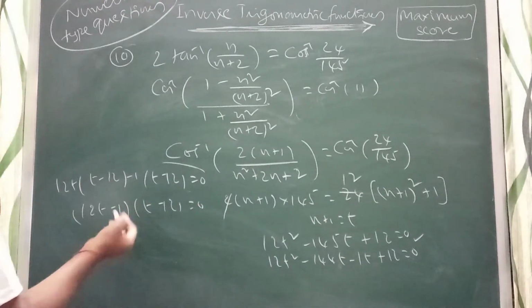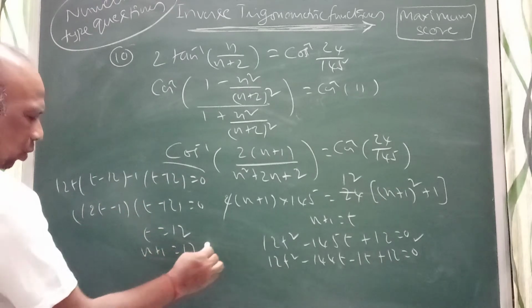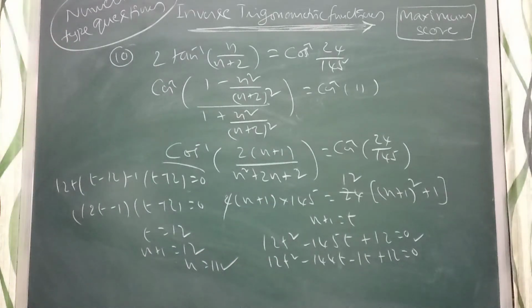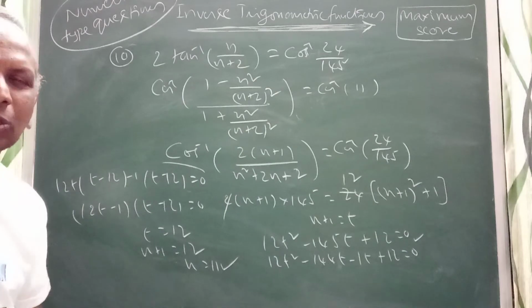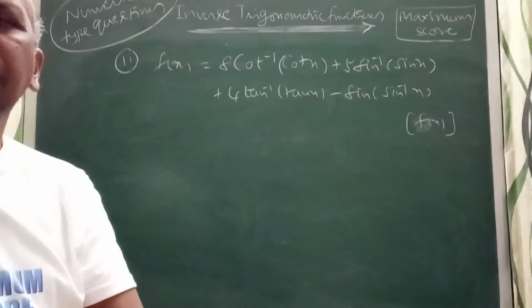So this is a fraction. We don't want this one. You take t is equal to 12. n plus 1 is equal to 12, n is equal to 11. That will be the required answer. Number of terms: if you get a fraction, we don't want it. n is equal to 11, so that will be the required answer.